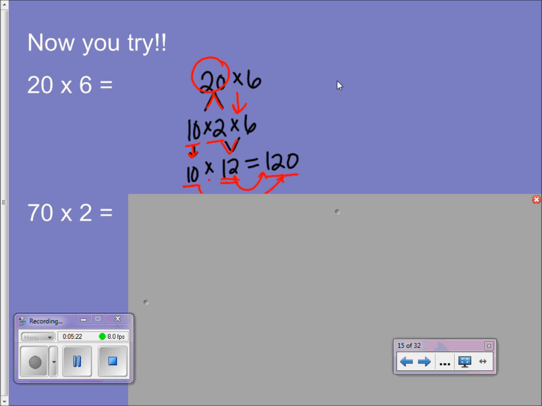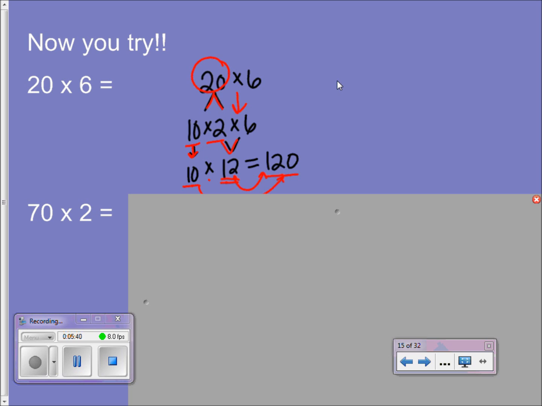Please pause the video now to try the second practice problem, 70 times 2. If you got the first practice problem wrong and need to go back and review, please rewind the video and watch it again until you understand, and then try problem number 2.